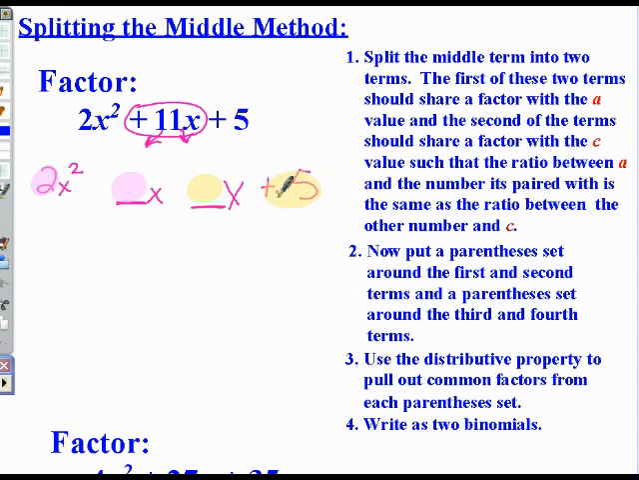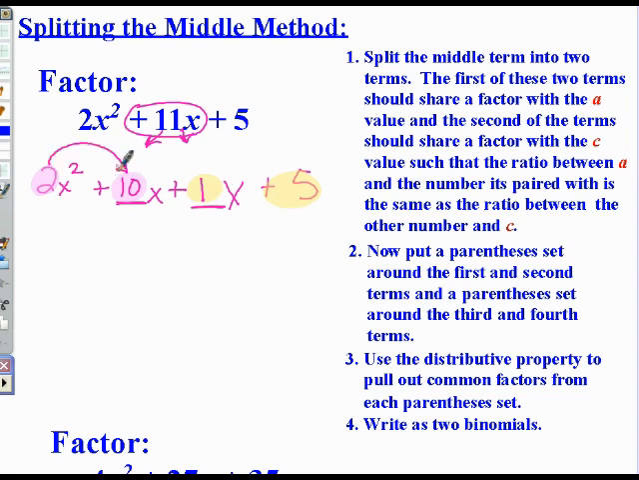Since this is a positive, you want this one to be positive. Here's your first term in the pink, first term in the yellow. This is positive, you want that one to be positive because you want them to have the same proportional relationship. Now if I put in the numbers, 10x and 1x, they combine to 11x.